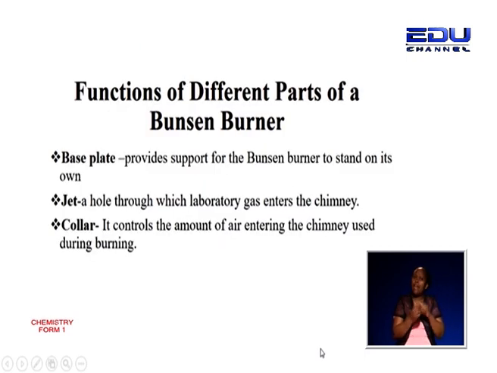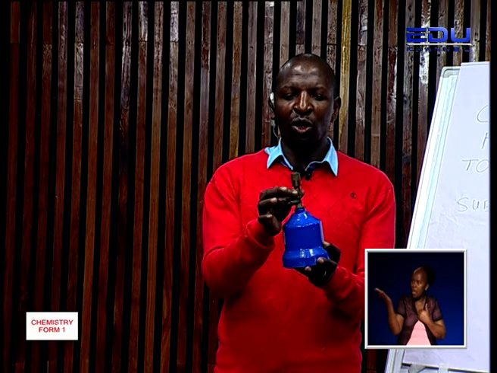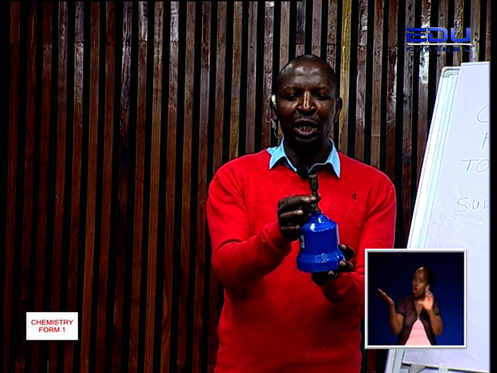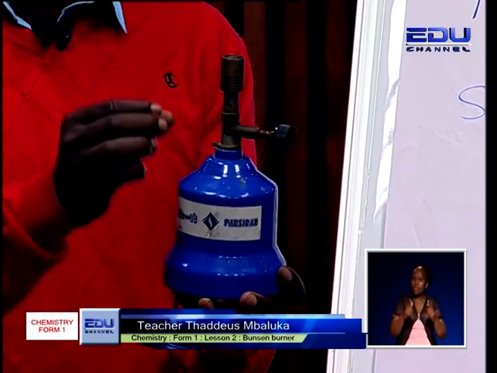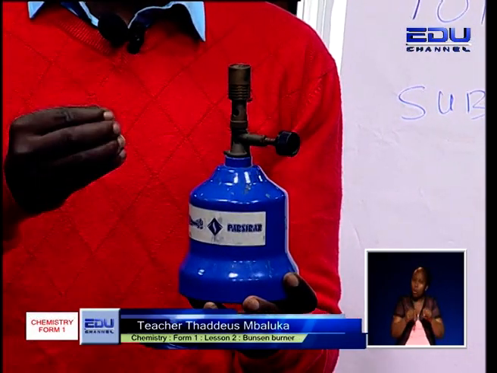The other part is the collar, and the collar controls the amount of air entering the chimney during burning. But the collar contains what we call the air hole. Even in this portable burner here, the one that I'm using, this is the collar here, and we can open the collar and you'll be able to see the air hole. So these air holes are the ones that allow air to enter into the chimney so that it can mix with the laboratory gases.